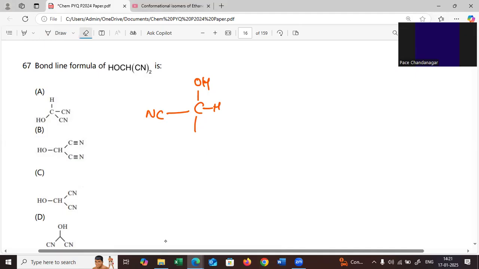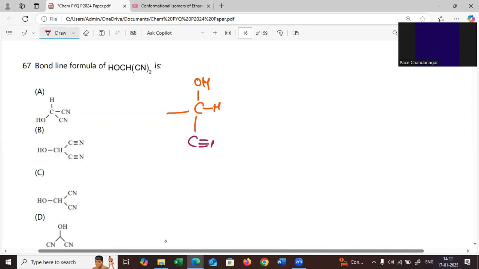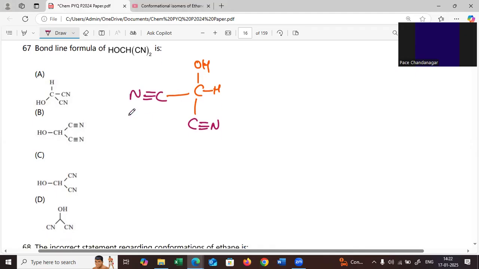Or I will show you this also. For cyanide, you have to go with C triple bond N. This is your cyanide group, C triple bond N. Where is the structure? So option 61, you have option B here.